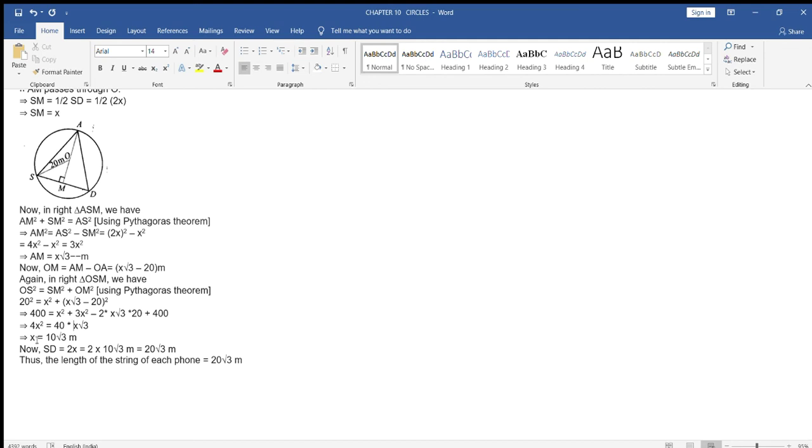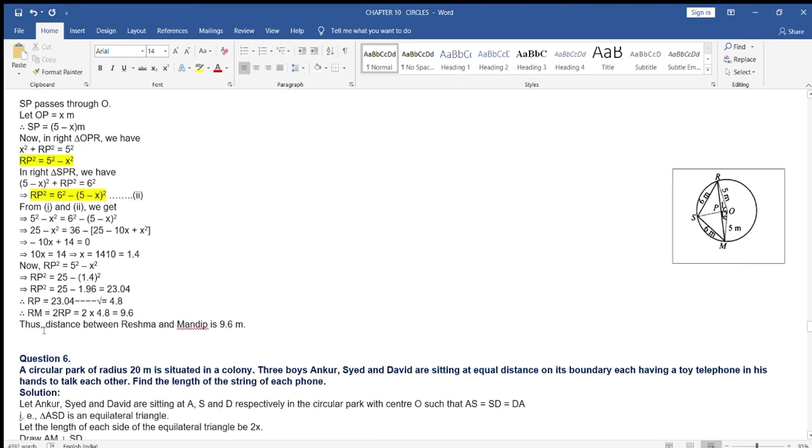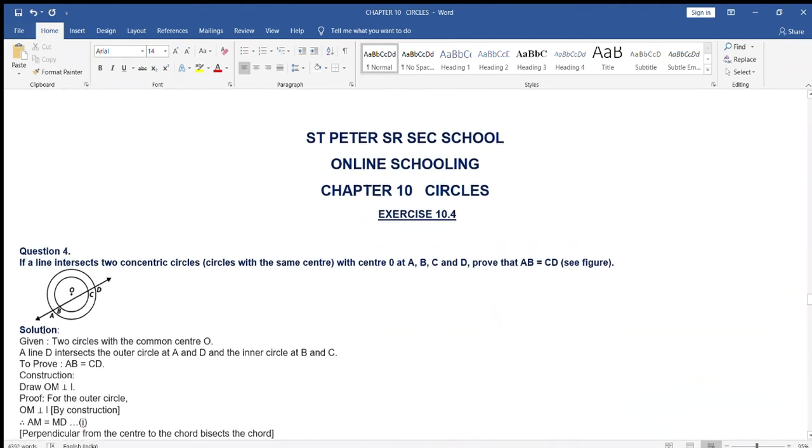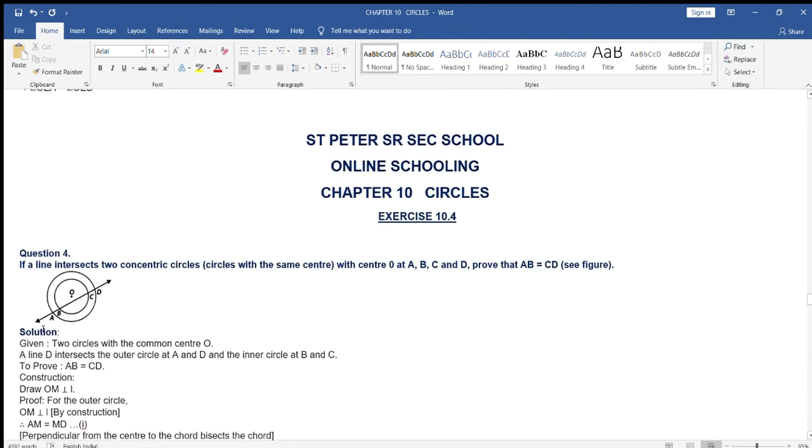So what is the value of SD? 2 into x. So from there we can find the length. So this is all regarding our exercise, that is exercise 10.4. In the next class we will discuss the theorem as well as the exercise, that is 10.5, from our chapter Circles. Thank you.